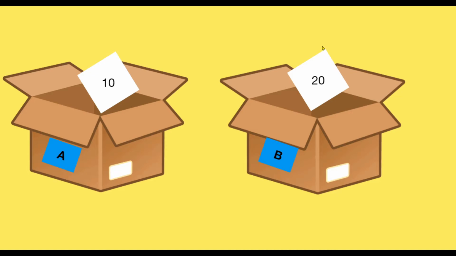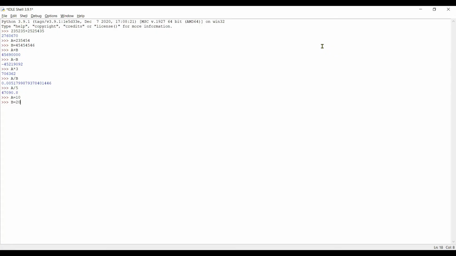Let me show you one more interesting thing. I have assigned 10 to the variable a and 20 to the variable b. Now what I am doing is I am adding a and b. I got 30. Now I am assigning a new value to the variable a. Let's say I am assigning 50 to the variable a. Now again I am adding a and b.